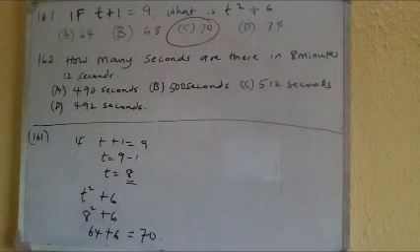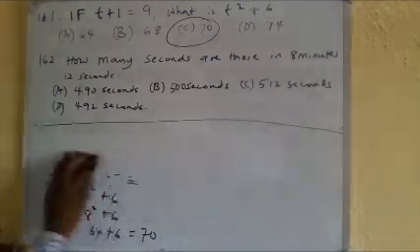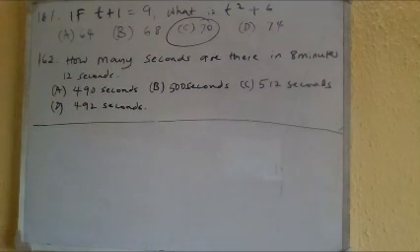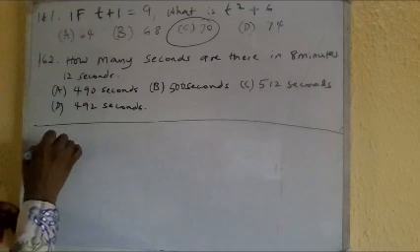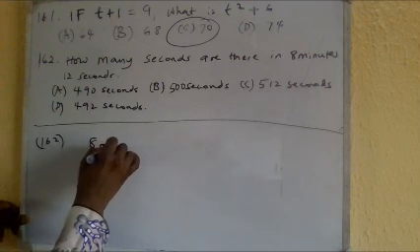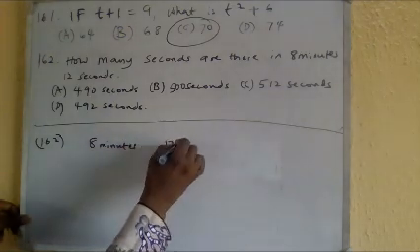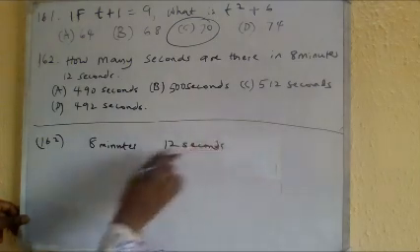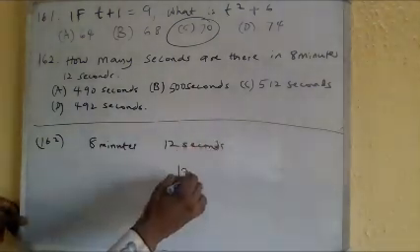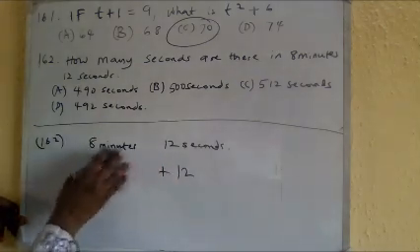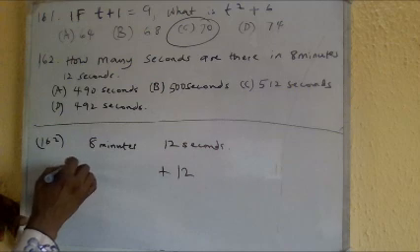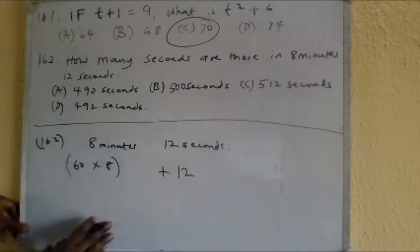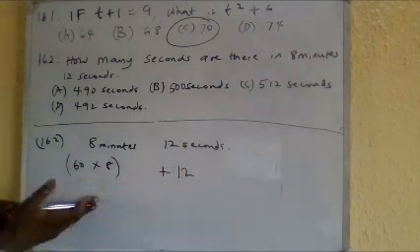Okay, the question following is number 162. It says, how many seconds are there in 8 minutes 12 seconds? Already, I have 8 minutes and 12 seconds. If I want to get the number of seconds, the 12 seconds is already here, but I want to find how many seconds are in 8 minutes. We know that 60 seconds make 1 minute. So I'll say 60 times 8 plus 12. This is to be expressed in seconds.